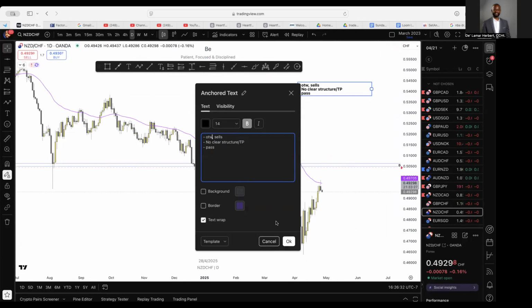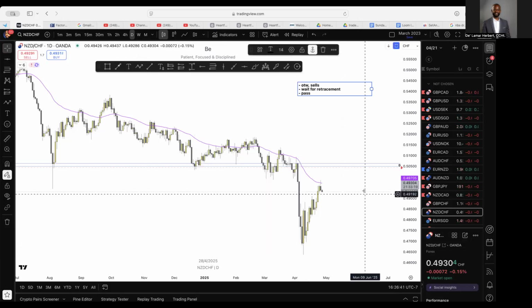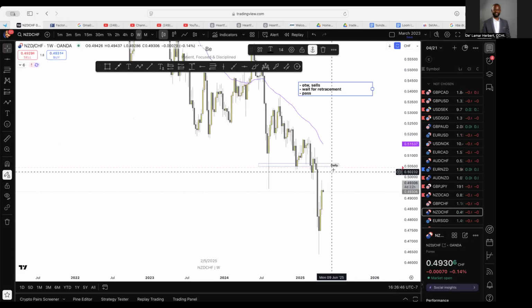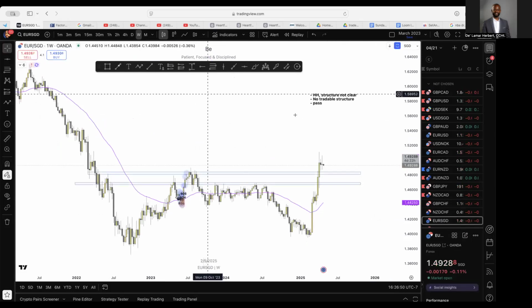Look for sales, but it's on the way. Not clear right now. We want to wait for retracement. And I have my alert there just to let me know so I don't have to go back and look at it. But I want to see it retrace back into that area of interest, the clear area of interest. Okay, next Euro SGD.